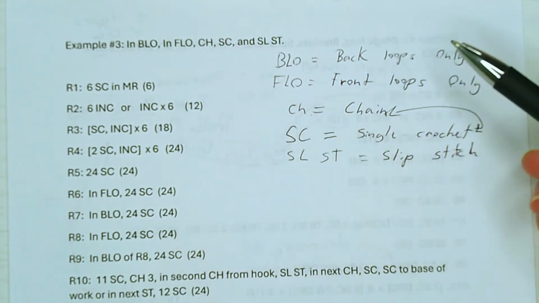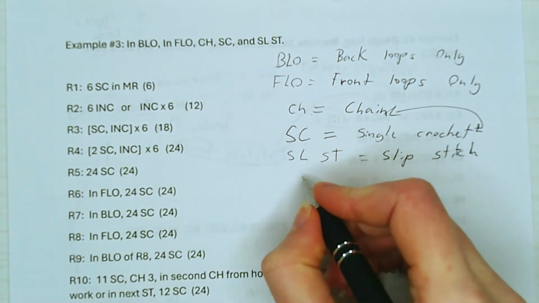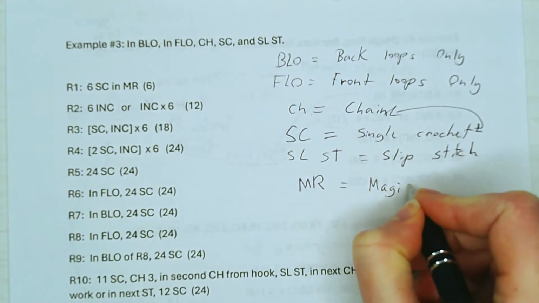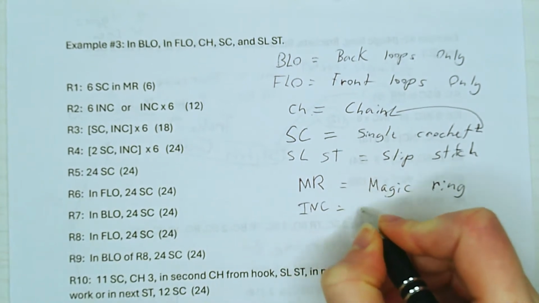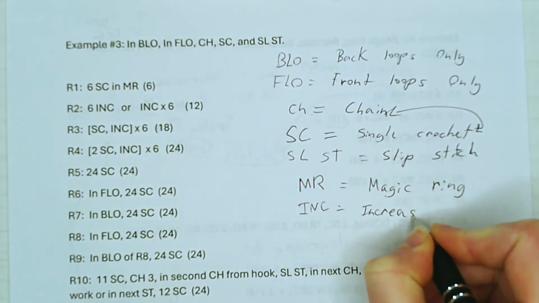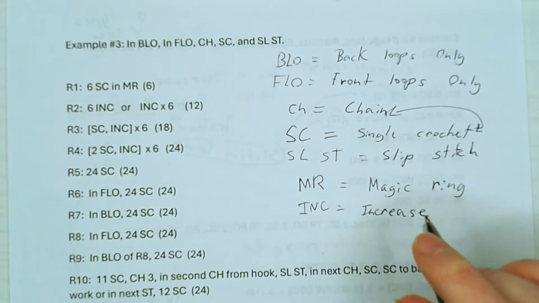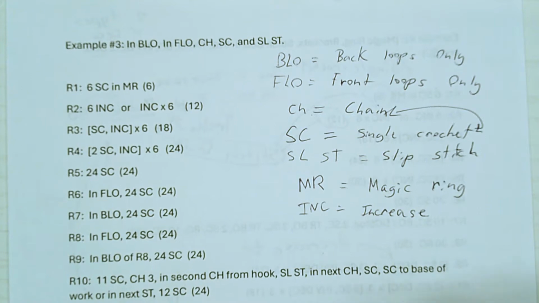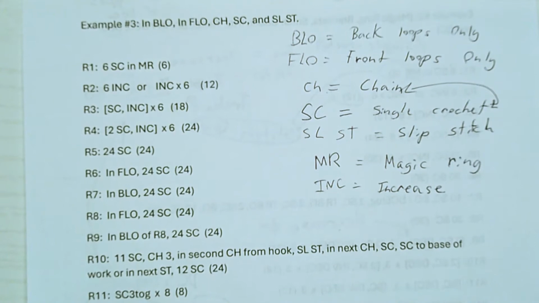So those are the different abbreviations that we will be encountering, but we will also be covering ones such as magic ring. We will also see increase, so INC, which stands for increase. And then we will be talking about brackets and stitch count. All of those things were mentioned in the previous 2 videos, so make sure you go and watch those before you continue doing this.